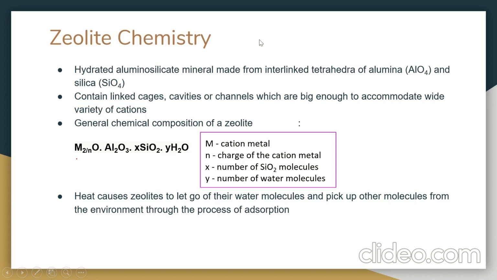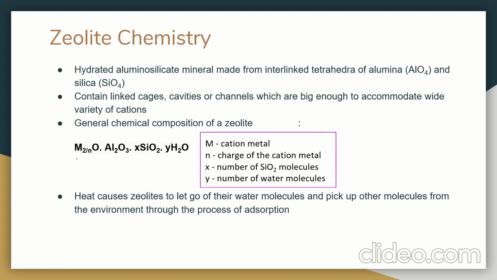Now we proceed to the basic zeolite chemistry. As Anis has explained before about the zeolite structure, zeolites are hydrated aluminosilicate minerals made from interlinked tetrahedra of alumina and silica. The regular framework structure contains linkages, cavities or channels which are big enough to accommodate a wide variety of cations. The aluminosilicate framework is negatively charged, and that's why it attracts the positive cations that reside in the cages to compensate the negative charge of the framework.